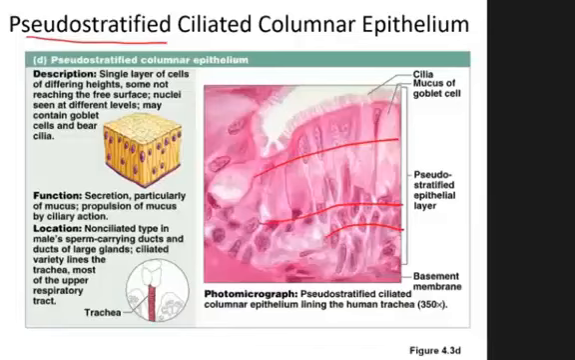So how do you have that on the slide? It looks like more than one layer, because I see two to three levels of nuclei. The reason for that is, if you take a look at the cells that are located here, this is coming from the respiratory tract.